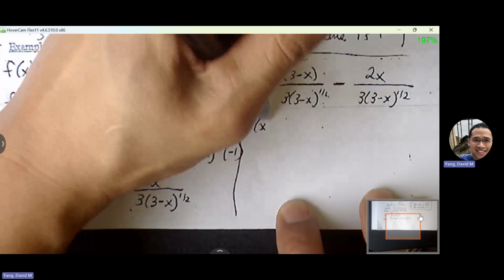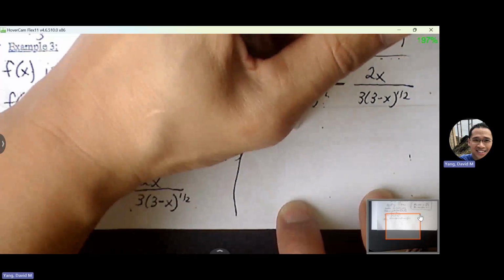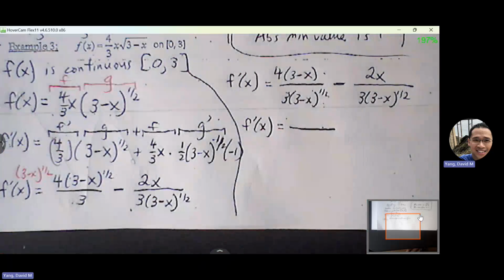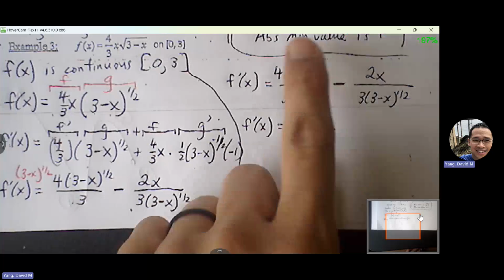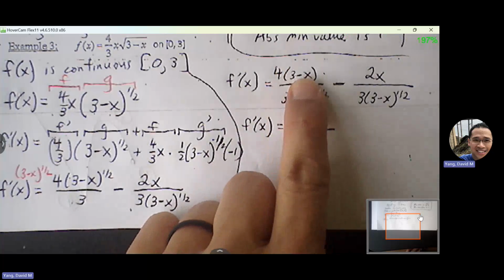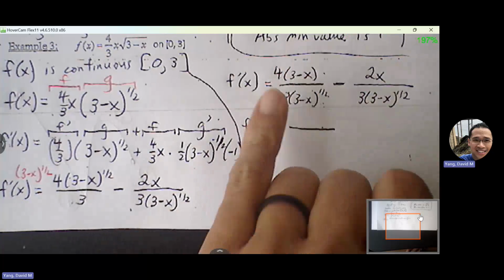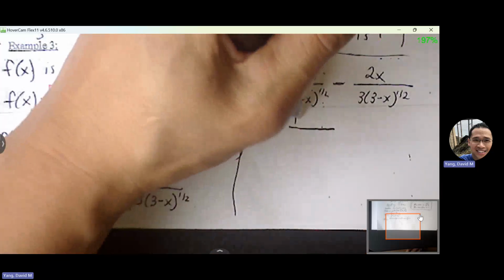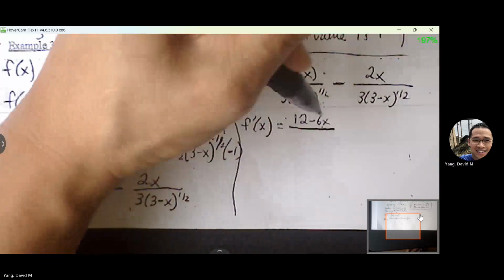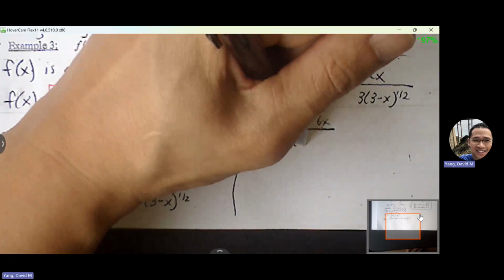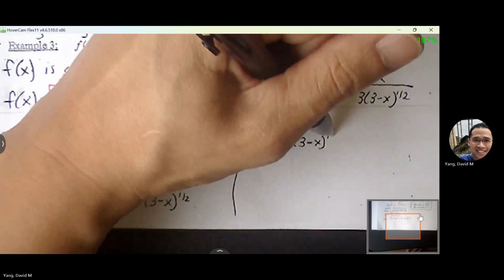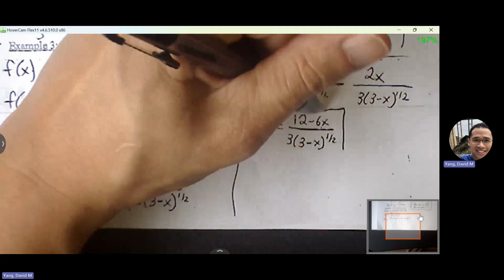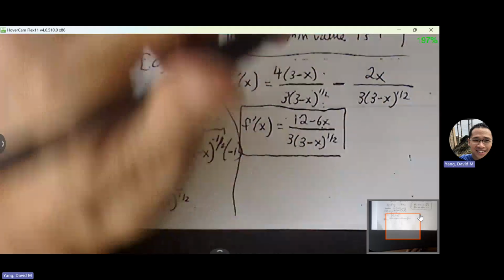Okay, so now let's merge it into one fraction so that we can safely set the numerator and denominator equal to 0 to find our critical points. This ends up being 12 minus 4x minus 2x. So 12 minus 4x minus 2x becomes 12 minus 6x. And the denominator is just 3 times 3 minus x to the 1/2. Okay, so now I have a cleaned up version of my derivative.